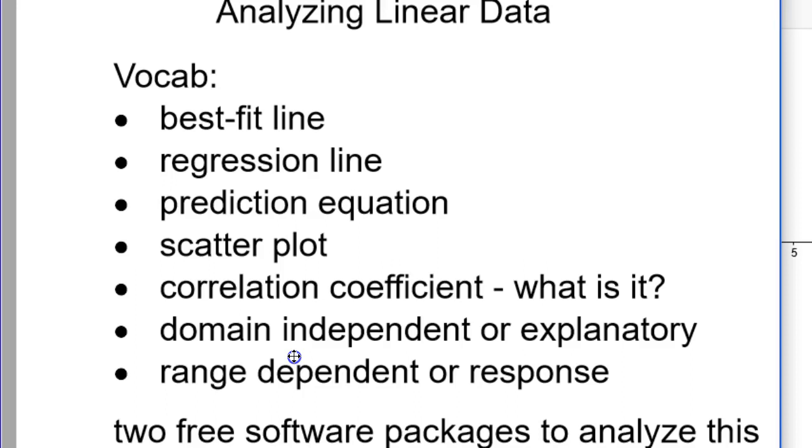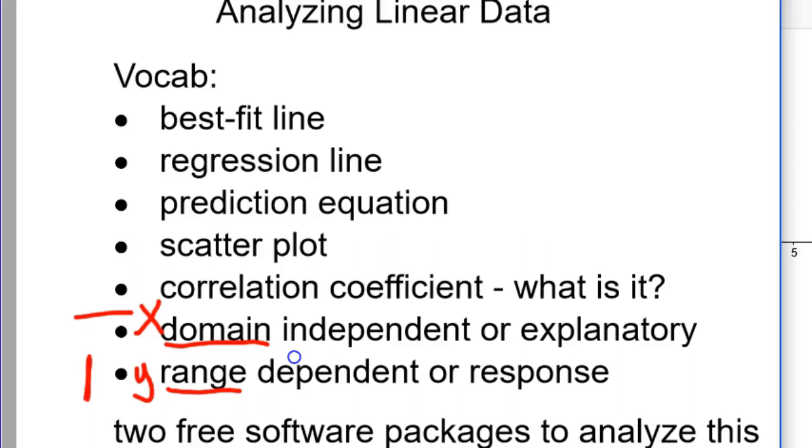We're going to talk about correlation coefficient, but we won't necessarily talk about how to get it. We'll talk about what it is, how to interpret it, things like that. And then we'll talk about domain and range. So domain are x values, range are the y values. So the horizontal axis here is x, vertical axis is y.